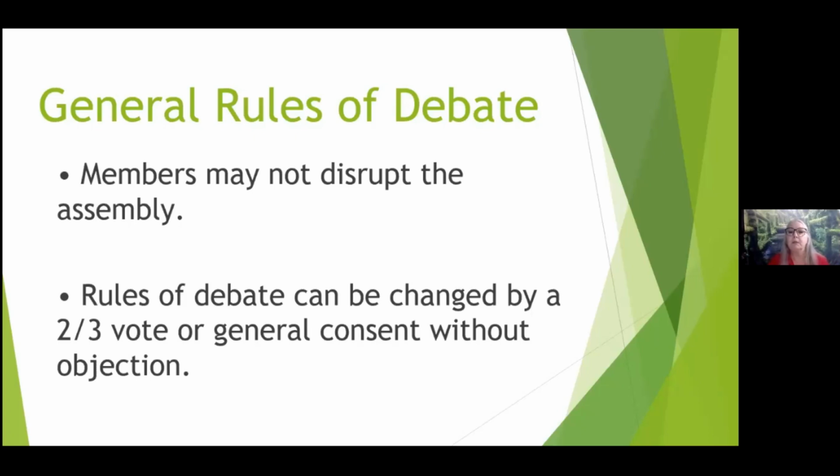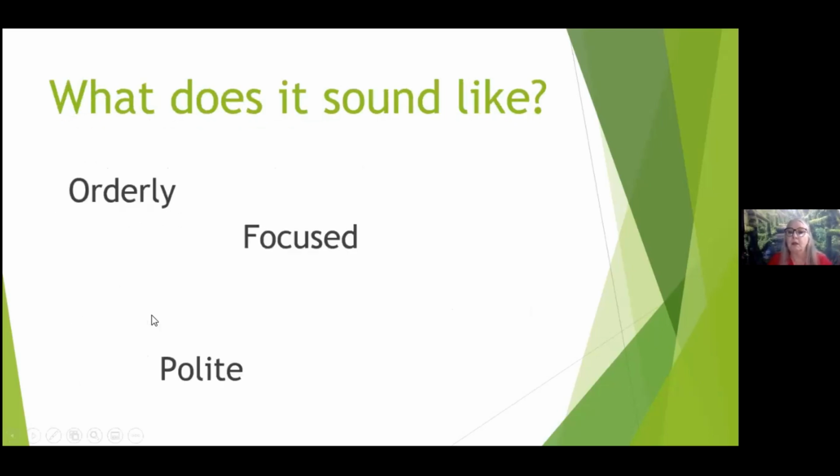The members may not disrupt the assembly. The rules of debate can be changed by 2/3 vote or general consent without objection. I've heard them say, I see a lot of people online to talk, if there's no objection, we will extend this debate for 10 more minutes. And unless somebody yells out objection, they extend it for 10 minutes. If somebody yells out, then you go back and have the 2/3 vote to see whether or not you extend that time. So running by Robert's rules, things are going to be orderly, they're going to be focused, and they're going to be polite.